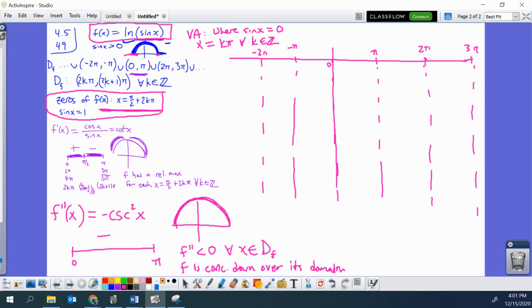And again, we have zeros, which are maximums at the pi over 2's plus 2k pi. So there's going to be one here. Whoops, I wanted to use a different color here. Pi over 2, at 2 pi plus pi over 2, and at negative 2 pi plus pi over 2. And those are maximums. We're going to be increasing up to those points from the vertical asymptote to that point, decreasing after, and concave down the whole way. And really, that's all we got to go on here. You're going to end up with a graph that looks like this.